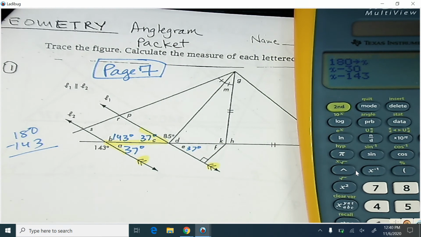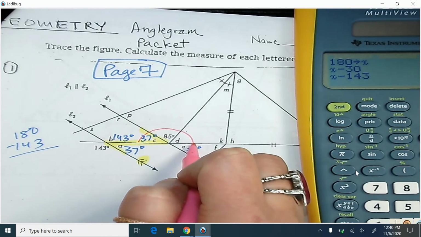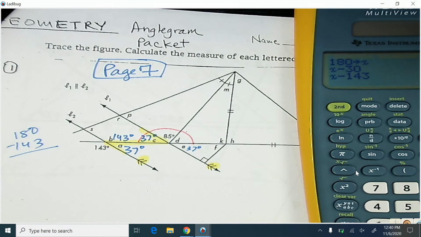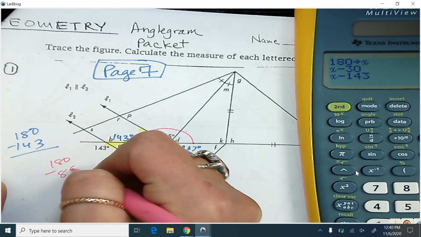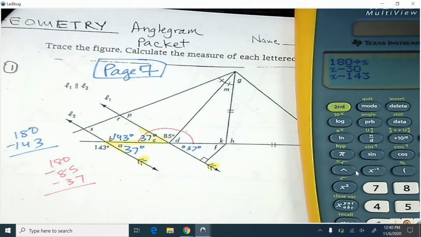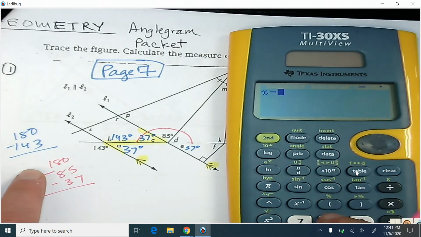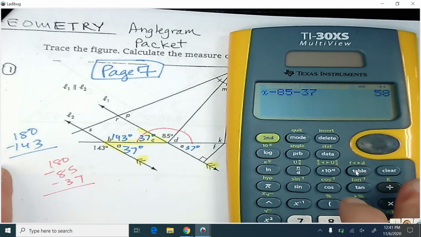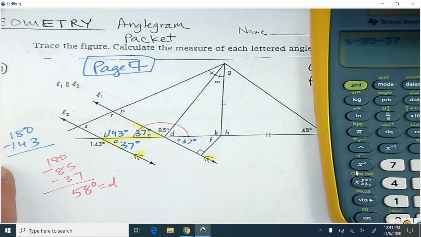You may notice that you have a straight line here. I want you to notice that. So that means 37 plus 85 plus D equals 180. So now I would do 180 minus 85 minus 37. Alternatively, you could have added 85 and 37 and then subtracted from 180. It really doesn't matter. So I'm going to do X minus 85 minus 37, and you get 58 degrees. So that's going to be D.